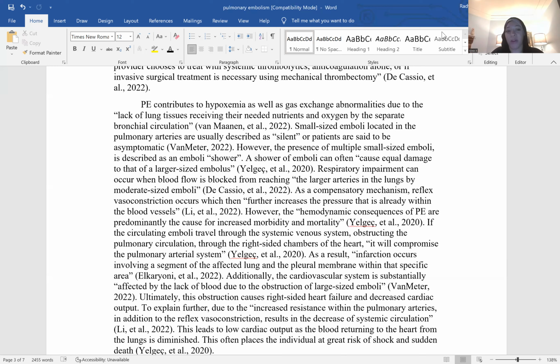Respiratory impairment can occur when blood flow is blocked from reaching the larger arteries in the lungs by moderate-sized emboli. As a compensatory mechanism, reflex vasoconstriction occurs, which then further increases the pressure that is already within the blood vessels. However, the hemodynamic consequences of PE are predominantly the cause of increased morbidity and mortality. If the circulating emboli travel through the systemic venous system, obstructing the pulmonary circulation through the right-sided chambers of the heart, it will compromise the pulmonary arterial system.